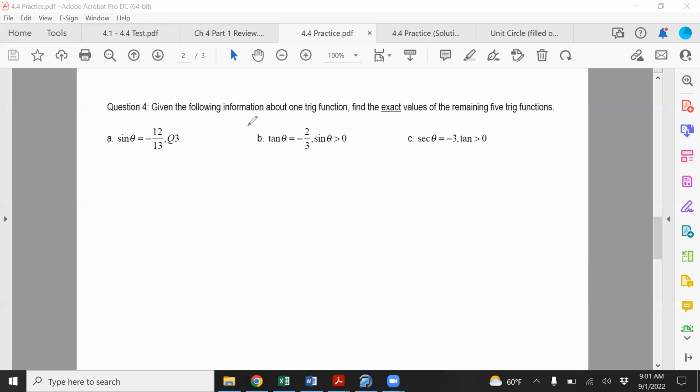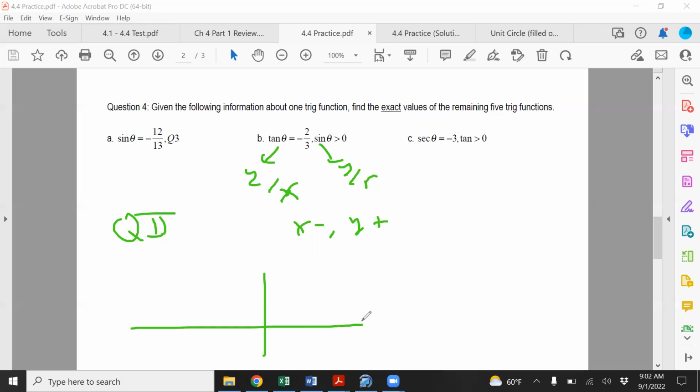So for these guys, tangent is negative. Remember, tangent is y over x. Sine is y over r. r is always positive, so y is going to be positive. But tangent is negative, so x will be negative. If x is negative and y is positive, we're in Q2. How do you know tan is negative? Because it equals -2/3. Oh, I see, okay. And again, r is always positive, right? So sine is positive, it's greater than 0. Sine is y over r, and since it's positive, y is positive. But here, y over x is negative, so y is positive and x is negative.